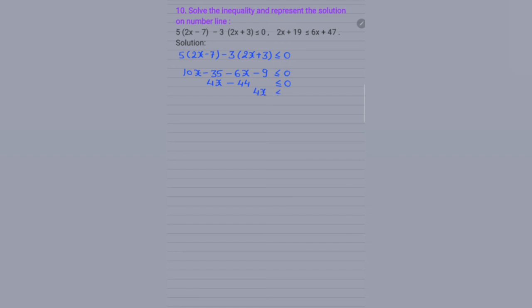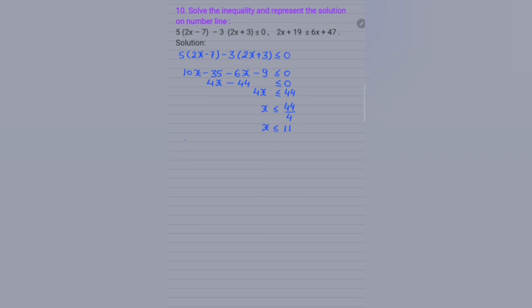So 4x is less than equal to 44. Minus 44, when transferred to the right hand side, becomes plus 44, and then x is less than equal to 44 divided by 4. So x is less than equal to 11. This is the solution of the first inequality.